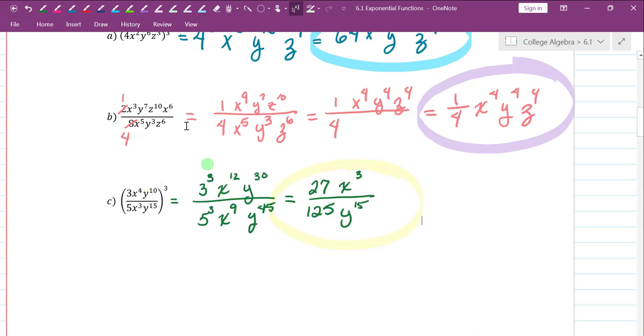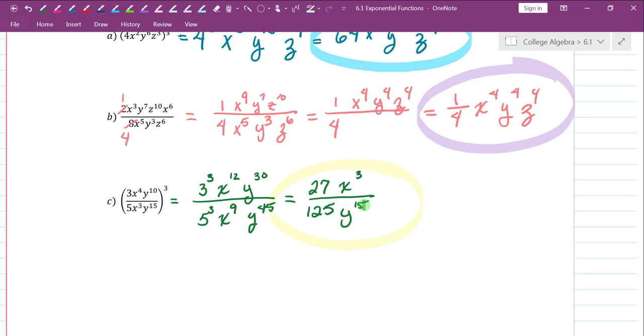Welcome back. How did you do? Here's our final answer. Our final answer is 27 times x cubed divided by 125 times y to the 15th. I hope that you got it right. If you did, send me the code word apples via texting or email, or if you're listening to this for another class, send your professor the code word apples via email.